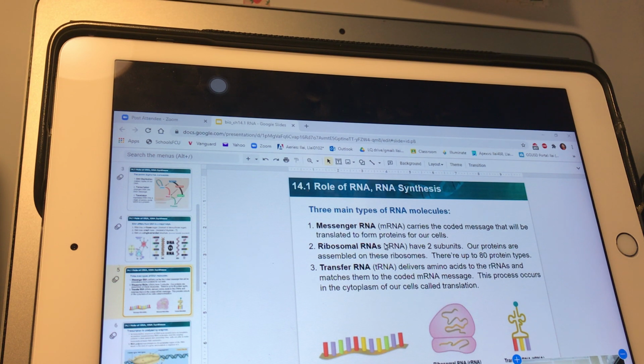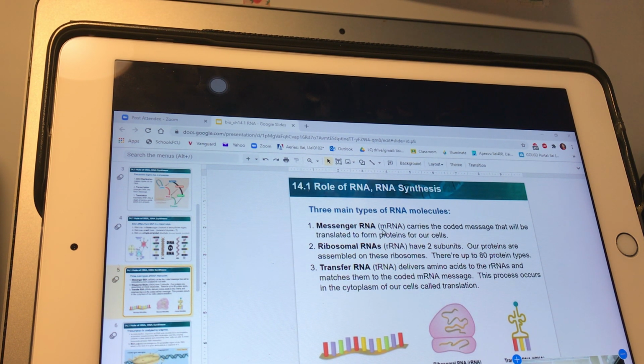The supervisor. Now, the transfer RNA is going to go around the cell and look for food. It's going to look for supplies so that you can make your protein. Does that make sense? So I'll do it again.